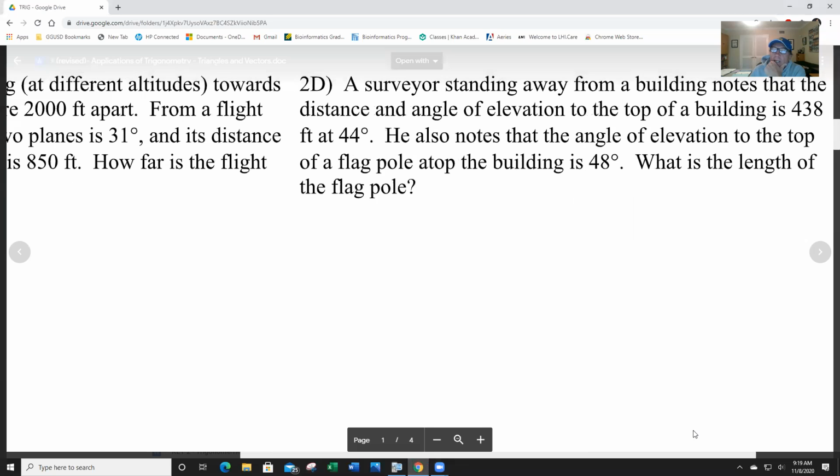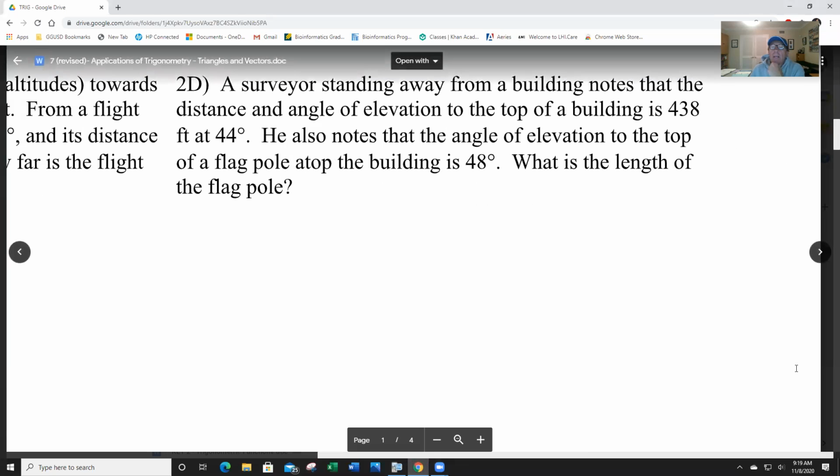So D, a surveyor standing away from a building notes that the distance and angle of elevation to the top of the building is 438 feet at 44 degrees. He notes that the angle of elevation to the top of the flagpole atop the building is 48 degrees, the length of the flagpole. All right, the power of your drawing again. So let's draw this out, okay?